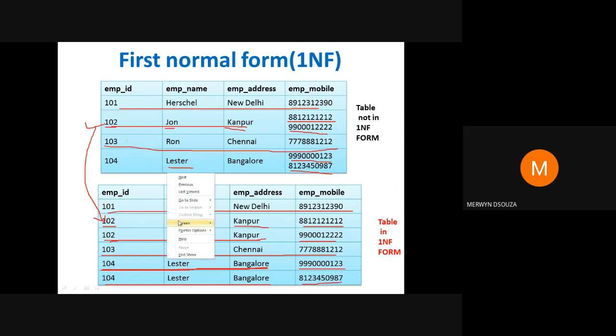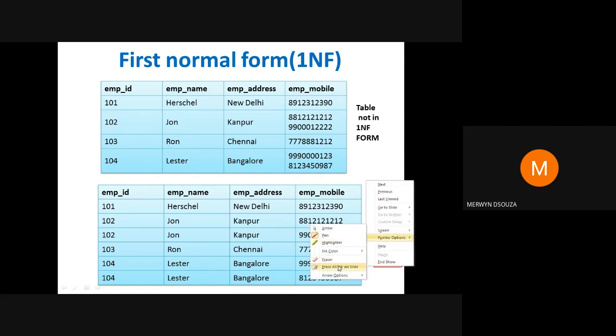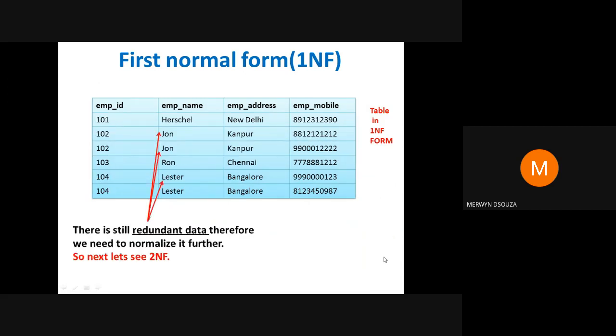Now you can see each row and each attribute has a single, atomic value. Therefore now we can claim that the table is in 1NF. Although the table is in 1NF, you can see that there is still redundant data. So to remove or reduce the redundant data, we will have to go to the next, higher form of normalization known as second normal form or 2NF. So in the next video, let's see 2NF. Thank you for listening.